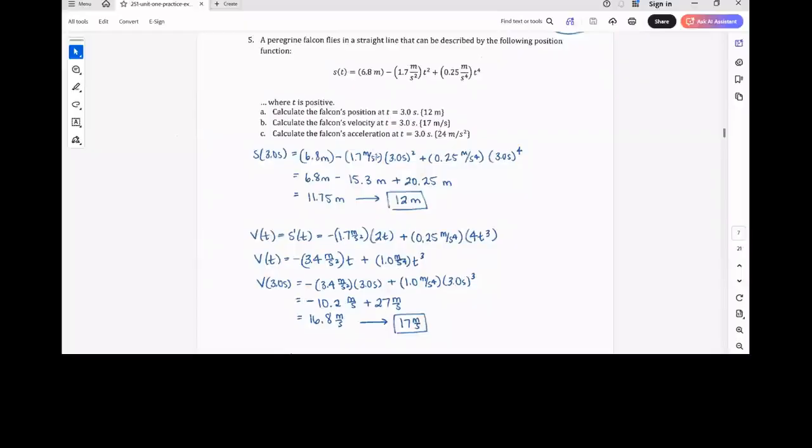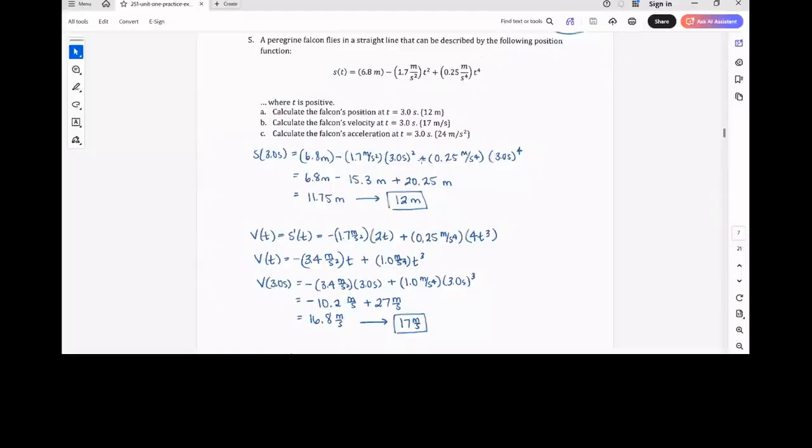And doing so now converts or changes all of the units in the statement to meters. I have 6.8 meters minus 15.3 meters plus an additional 20.25 meters. I get 11.75 meters, but we have 2 sig figs on this problem, so that becomes 12 meters.